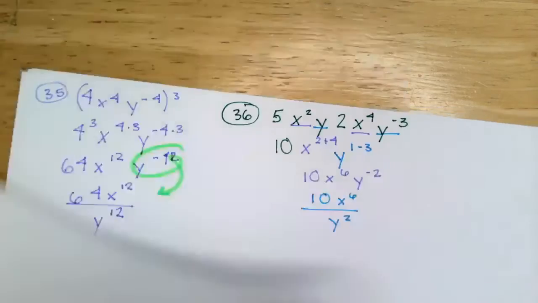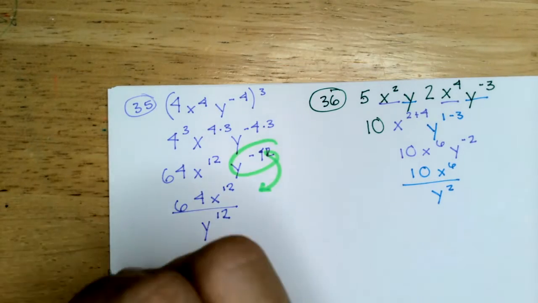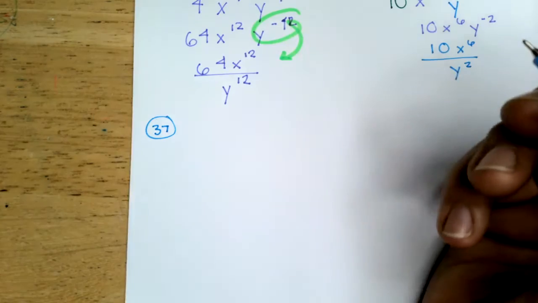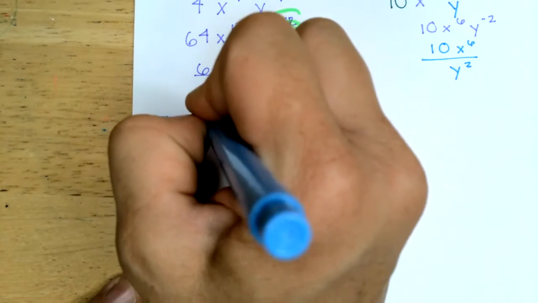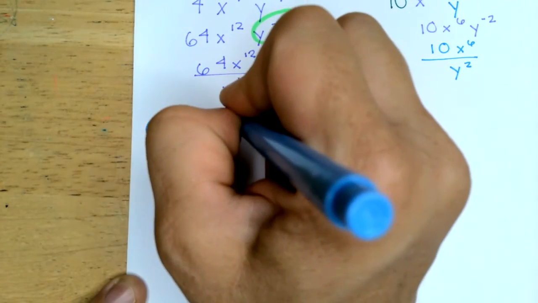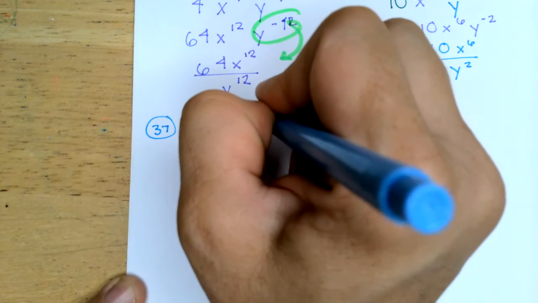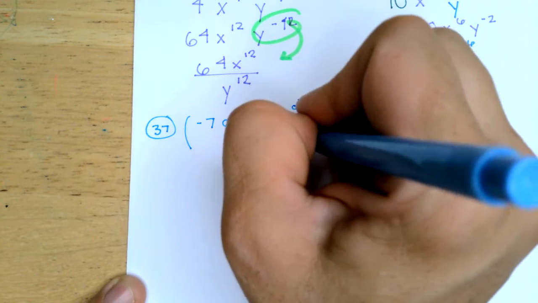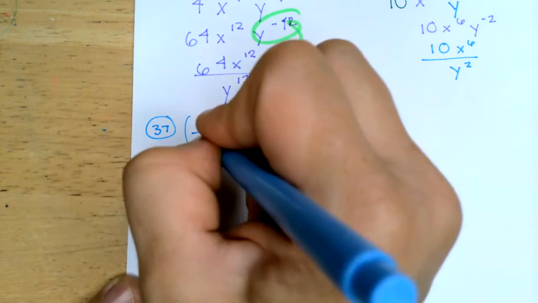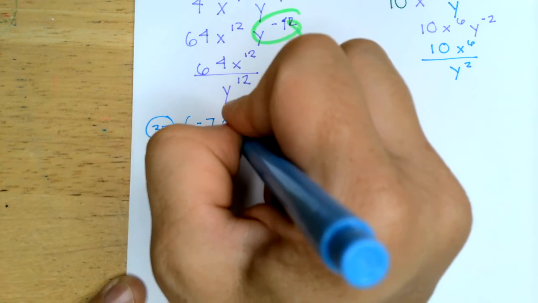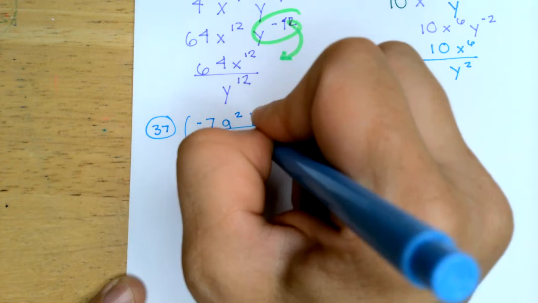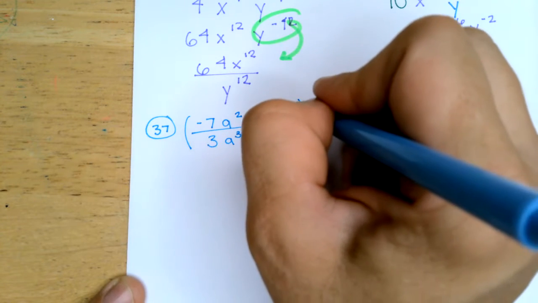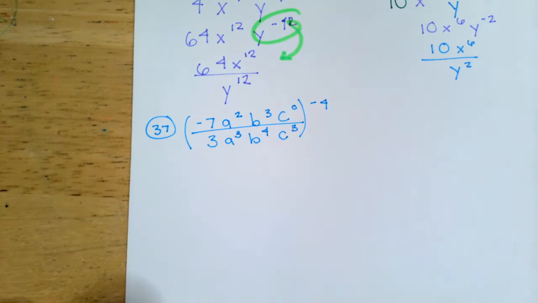All right, last two. 37 is negative 7a squared b to the 3rd c to the 0 power over 3a to the 3rd b to the 4th c to the 3rd, all raised to the negative 4th power.